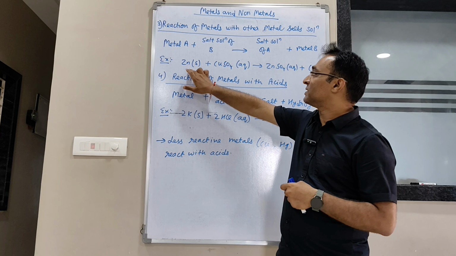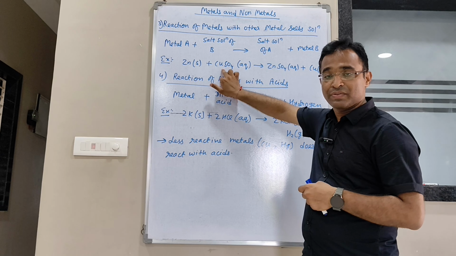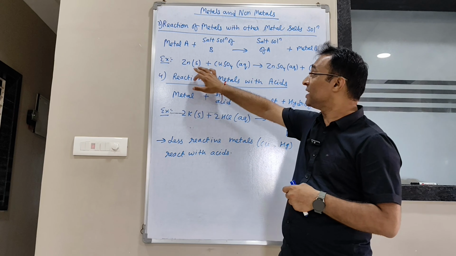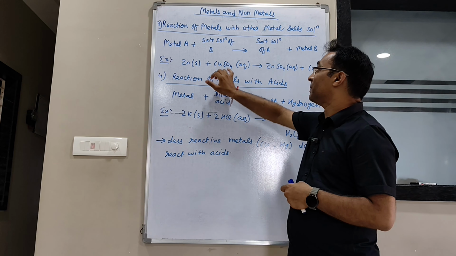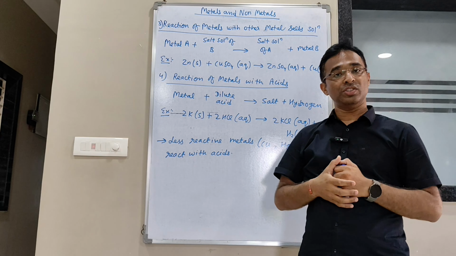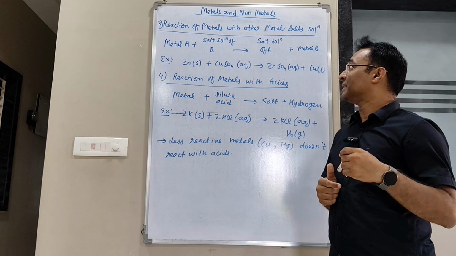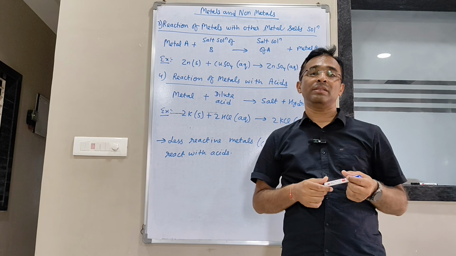In this example, zinc has been treated with the salt solution of copper sulfate. Zinc being more reactive than copper, it displaces it and forms ZnSO4 (aq) plus Cu. So this is how a metal reacts with the salt solution of another metal.